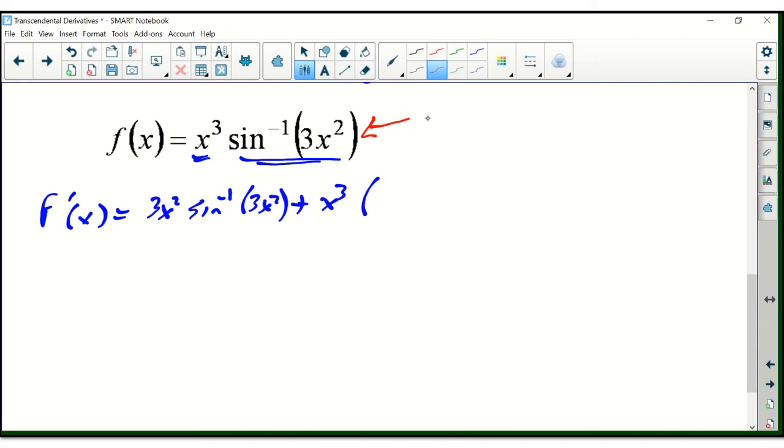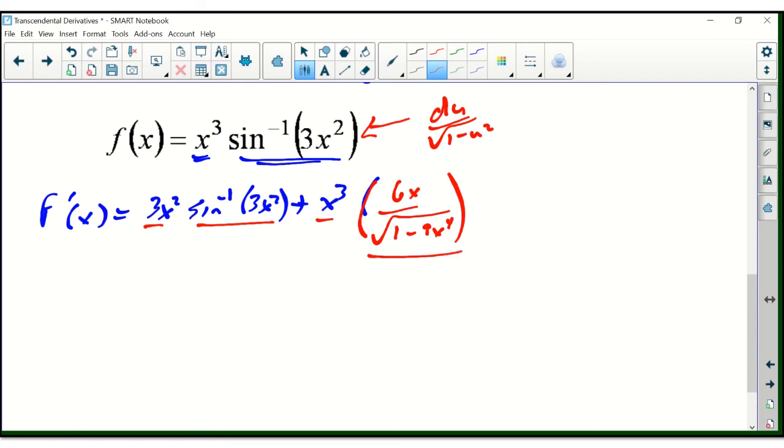So inverse sine, the rule is du over square root of 1 minus u squared. So this is your u. So it would be du, 6x, over the square root of 1 minus u squared, so 9x to the fourth. And that would be your derivative of your second. So derivative of the first times the second plus the first multiplied by derivative of the second. Product rule.